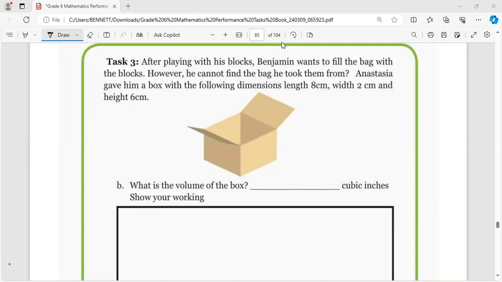Guys, if it's volume, what unit should it be? 3 at the top, instead of 2. Cubic, yeah, it's cubic. See, they tell it here. What do you notice, guys? What is the volume of the box? And they say cubic inches. Show your working. Alright, somebody walk me through this, please.